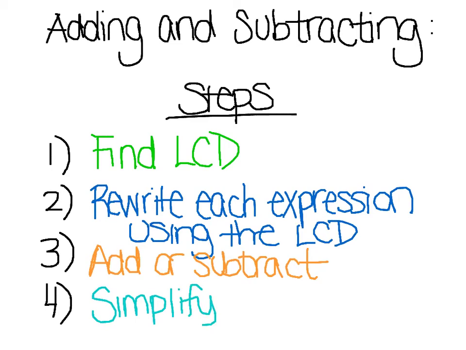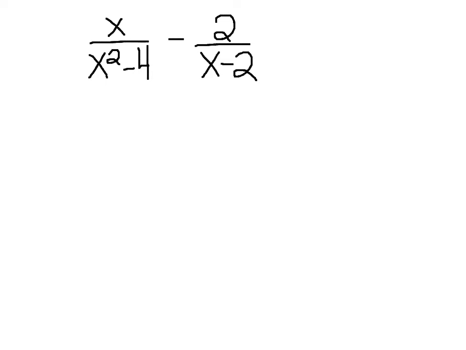So first, find the LCD. Second, rewrite each expression using the LCD. Step 3, add or subtract. And step 4, simplify. So let's look at this example using those steps. Step 1 is to find the LCD. Well, I need to factor this first denominator. An x squared minus 4, that's a difference of perfect squares. So x plus 2 times x minus 2. I'm going to replace this denominator with those two factors.